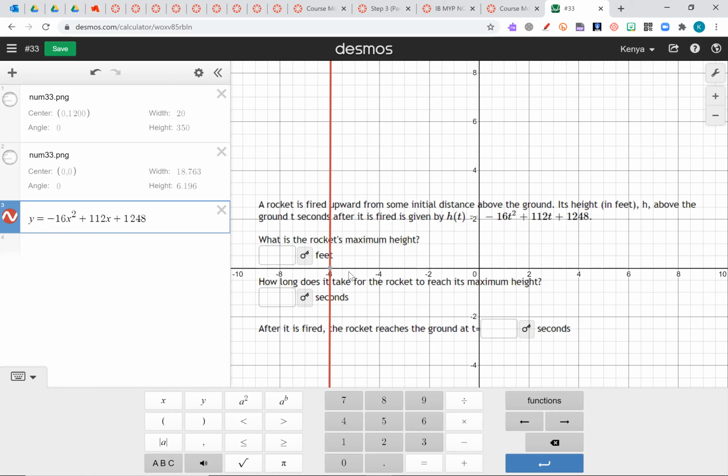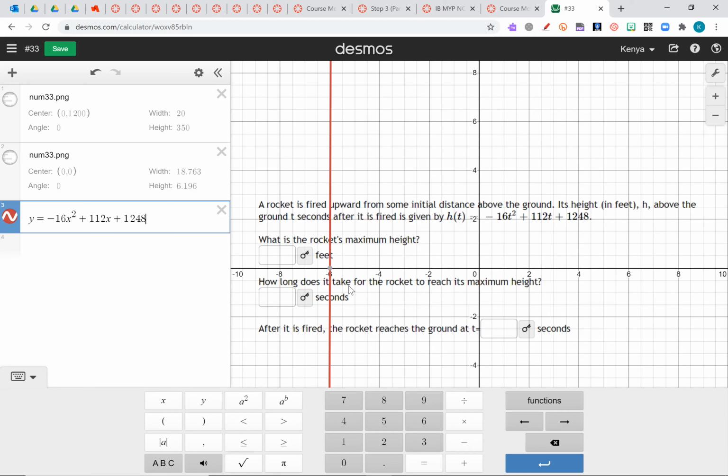So now we have to determine which feature of the vertex this problem is actually asking me for. Is it asking me for the x coordinate, or is it asking me for the y coordinate? The problem says, what is the rocket's maximum height? That's referring to the y coordinate. So once I find the vertex of this equation, I am going to look for the y coordinate to be the answer here. Now, the next part of the question says, how long does it take for the rocket to reach its maximum height? How long?